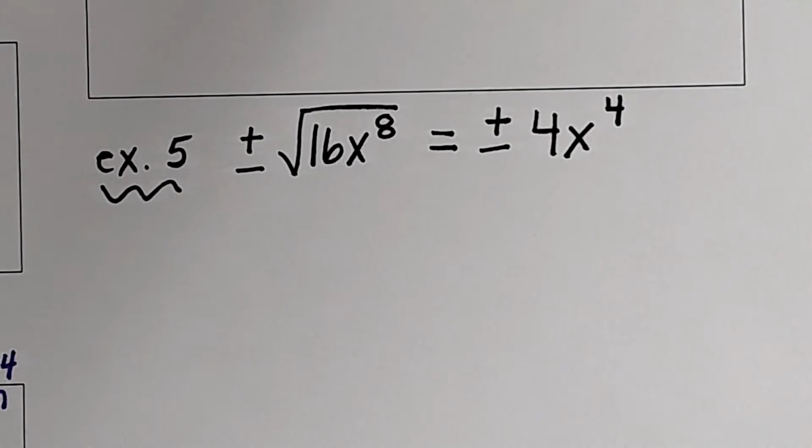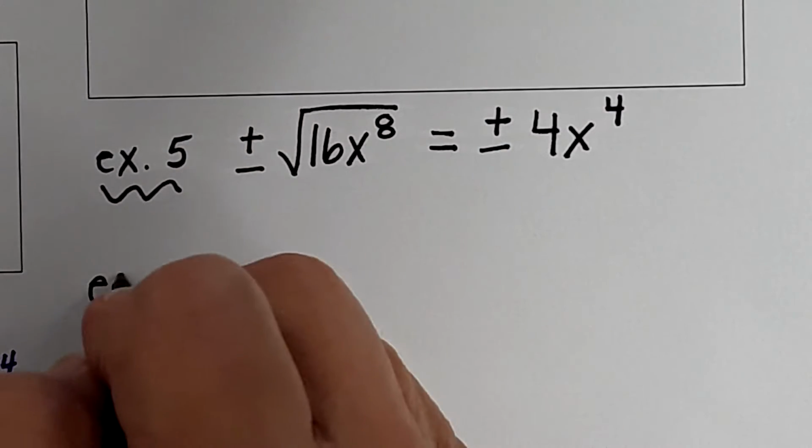Even divided by even gives me an even. I don't need absolute value. You only need absolute value when even divided by even gives you an odd number. And it's going to be vice versa for the odd exponents. So if it's odd divided by odd and you get even, do you guys kind of see that? Then you need absolute value.